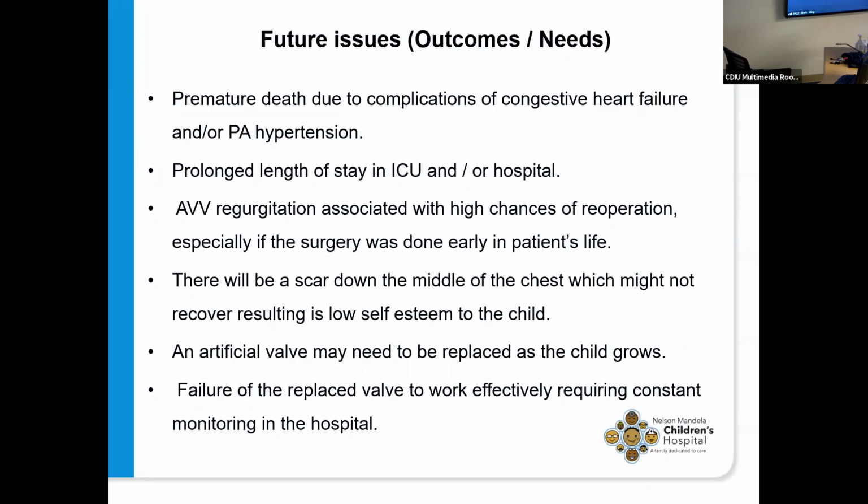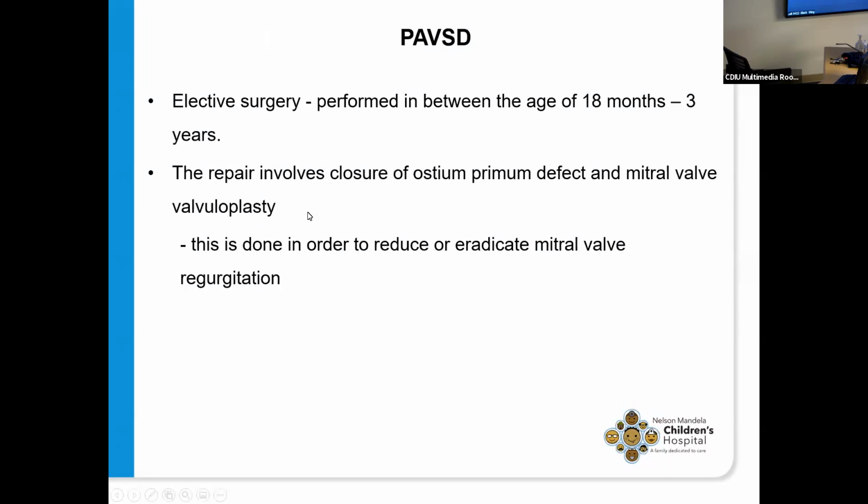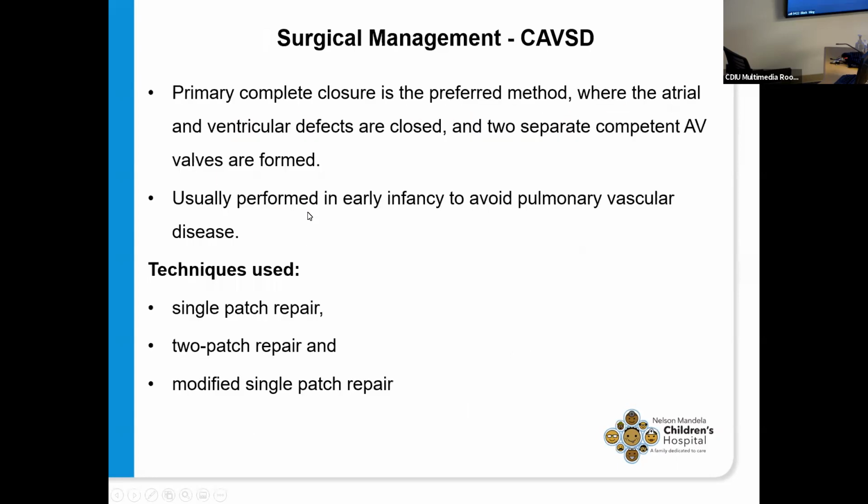We are now going to be looking at the future issues or the outcome or needs for this child or the patient with the atrioventricular septal defect. We might see premature death due to complications of congestive heart failure and or pulmonary artery hypertension. There might be prolonged length of stay in the hospital, particularly in the ICU. Atrioventricular valve regurgitation, like we have already described in this procedure that we have discussed earlier on.